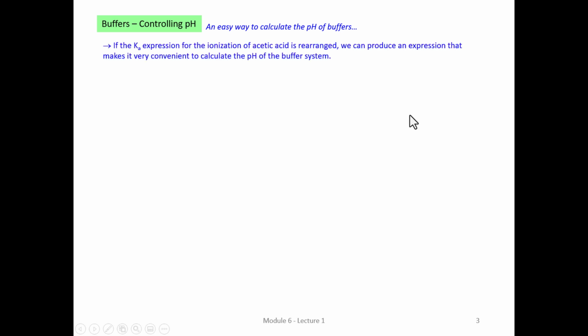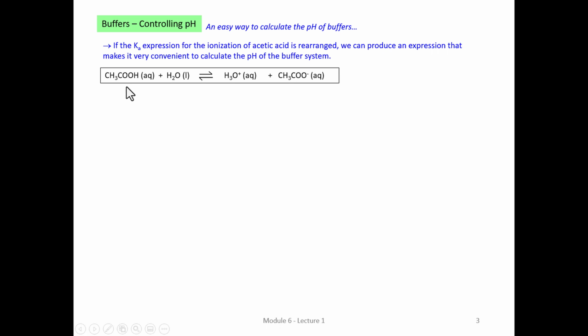Now there's actually an easier way to calculate the pH of buffers rather than going through the whole Ka expression and Wolfram Alpha, solving for X and so forth. And we can show you that by taking the Ka expression for the ionization of acetic acid and rearranging it into an expression that we can use a little more easily to calculate the pH of a buffer. So here's our ionization of acetic acid, and here is the Ka expression, as you would expect.